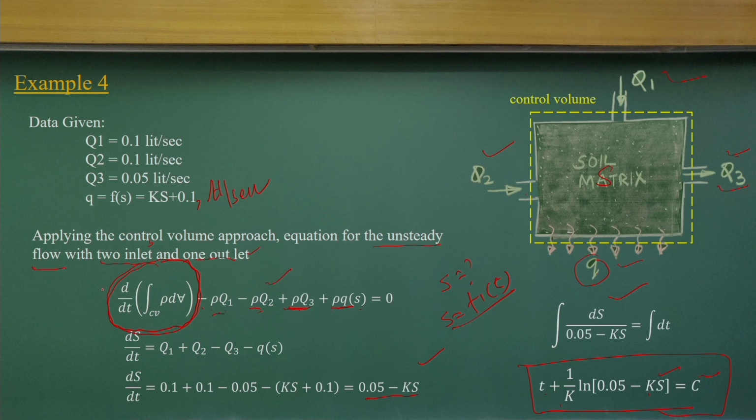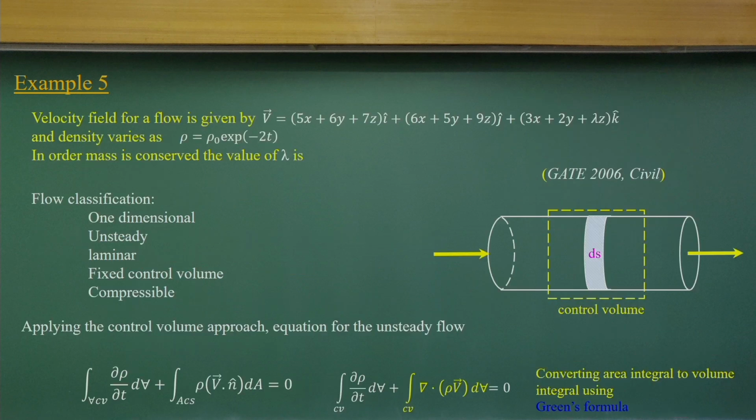We can apply a simple mass conservation equation for these control volumes, then integrate it to get what is a function of x with respect to time. So, this is the problem I solved for you. Now, let us come to example 5, which is from GATE 2006 civil engineering.